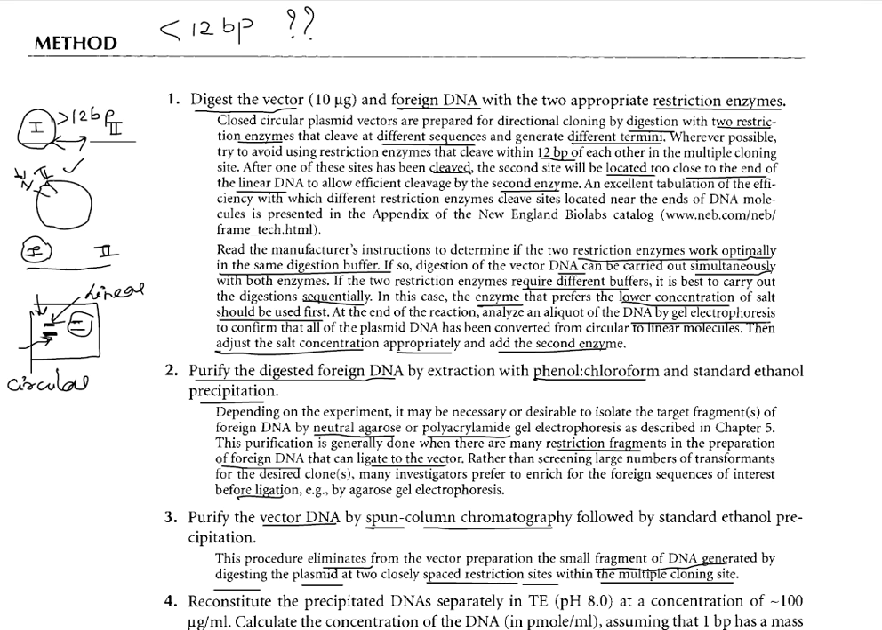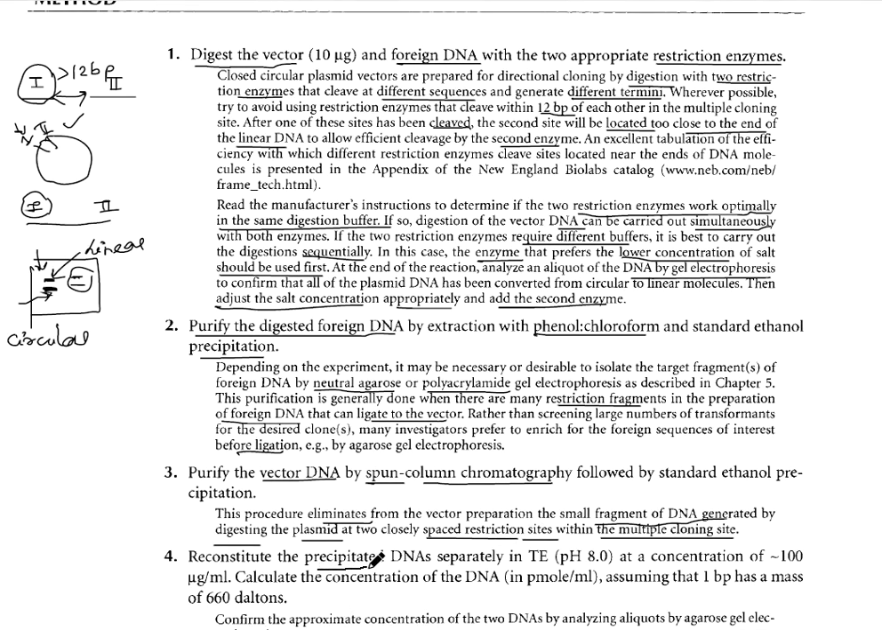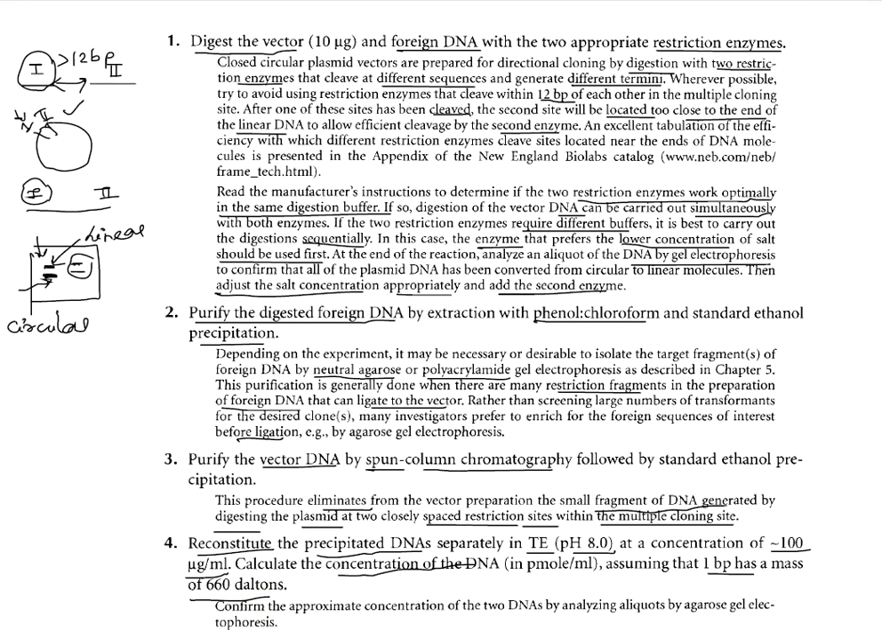Now once that is done, you have to reconstitute the precipitated DNA. What is reconstitute? You have to dissolve the precipitated DNA separately in TE buffer, which has a pH of 8, at a concentration of around 100 microgram per ml. You have to calculate the concentration of the DNA assuming that one base pair has a mass of 660 Dalton. Okay, you have to confirm the concentration of the two DNAs, the vector and the target foreign DNA, by analyzing an aliquot by agarose gel electrophoresis.